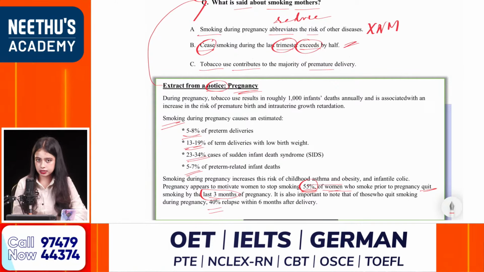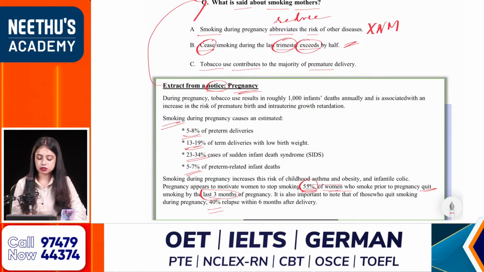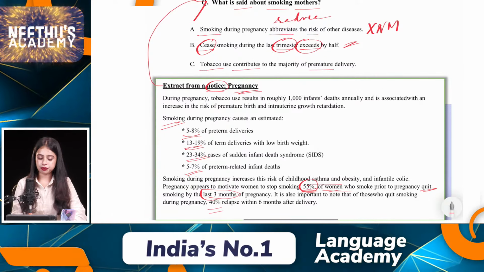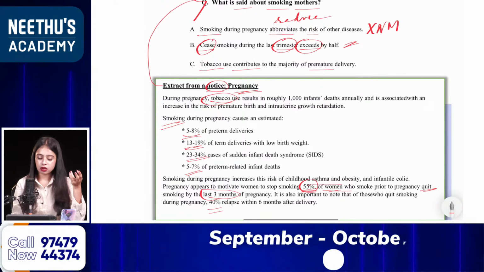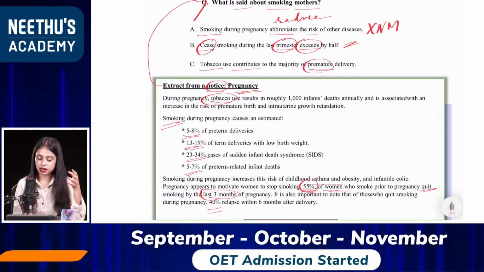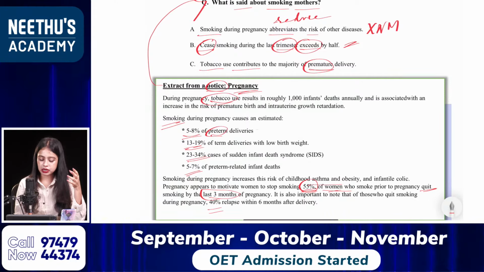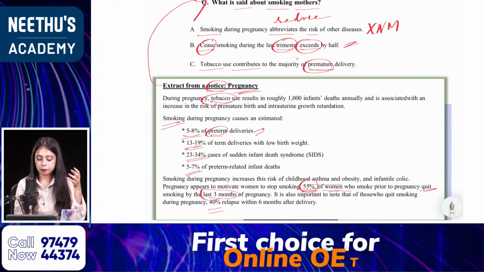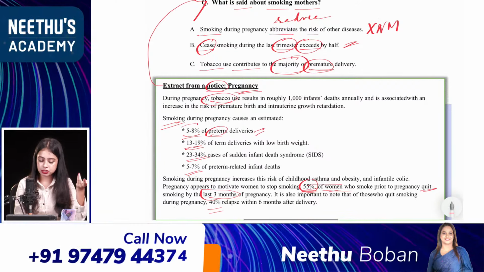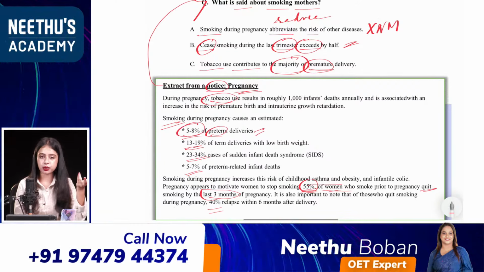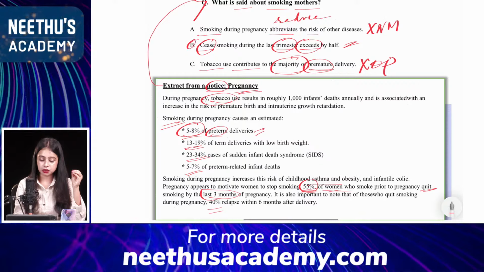And what about option C? Tobacco use contributes to the majority of premature delivery. Yes, I have seen the word tobacco here, and premature is here, preterm delivery. But what about the majority of cases? Here it is very clearly mentioned only 5 to 8%, and that's not a majority. So I can say it is a contradictory, or opposite, option. Through the help of the keywords, my answer is option B.